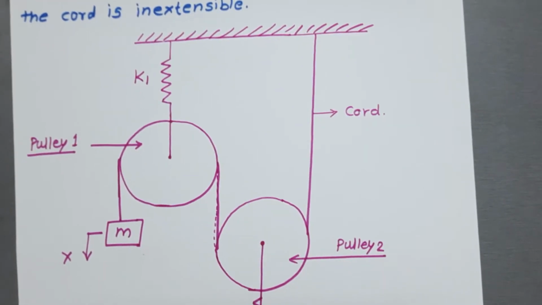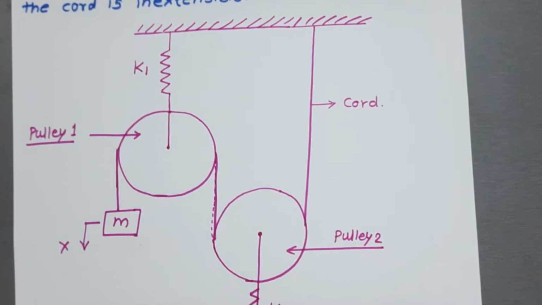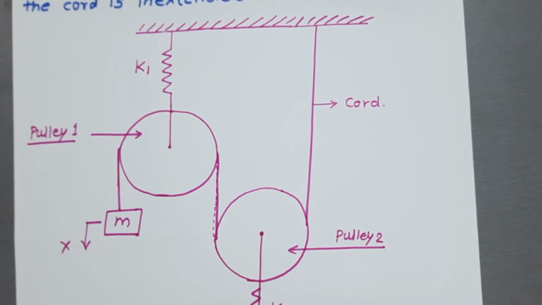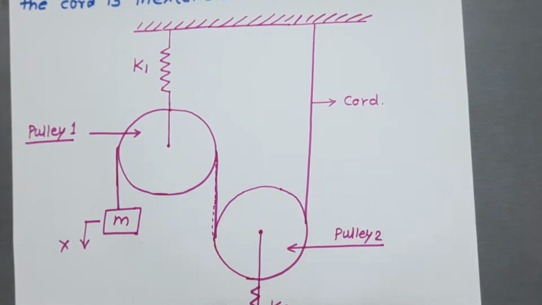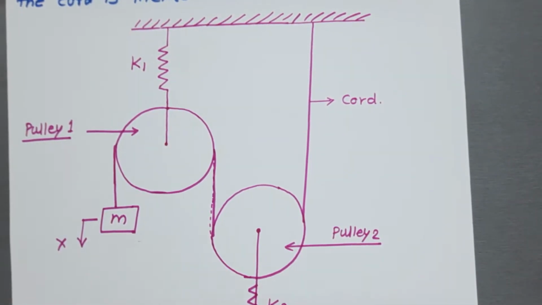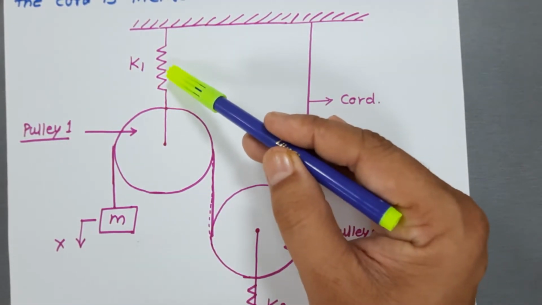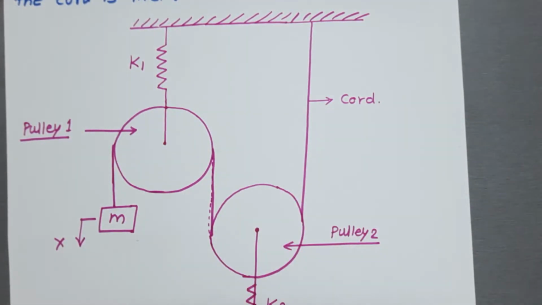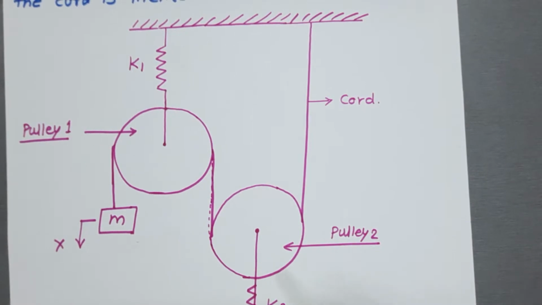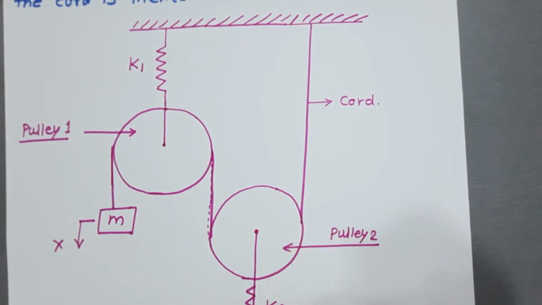Now, this diagram is for our reference. In this diagram, two pulleys, pulley 1 and pulley 2, are provided. Here, pulley 1 is attached to the fixed surface with a spring having stiffness K1, and pulley 2 is attached to the lower fixed surface via spring K2.